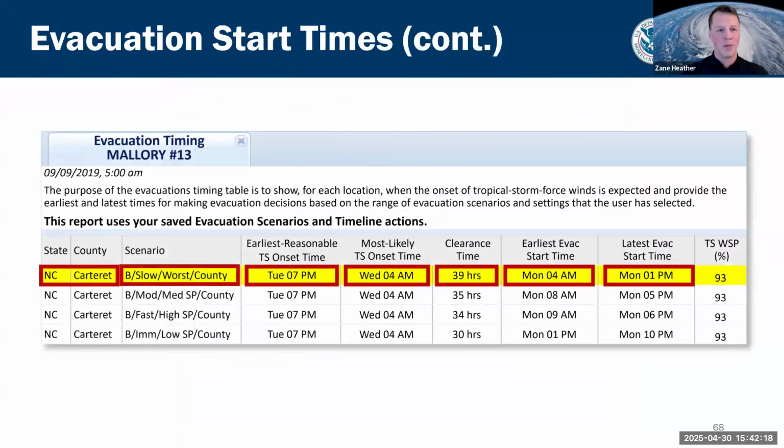Then we can also run an evacuation timing report. This is a report we saw a few slides back. And essentially what HURREVAC is doing is taking that scenario and taking the onset of tropical storm force winds, both earliest reasonable, which you see in that third column, and most likely, which you see in that fourth column, to provide information on the earliest evacuation start time and the latest evacuation start time. So again, based off that clearance time of 39 hours and the onset of tropical storm force winds, when is the latest that you can make an evacuation call, assuming the variables and planning assumptions are integrated into that decision?